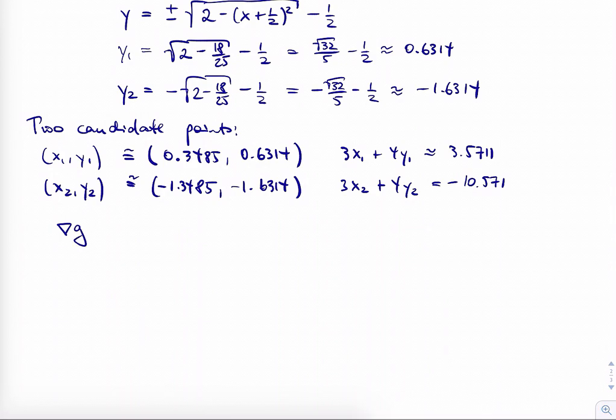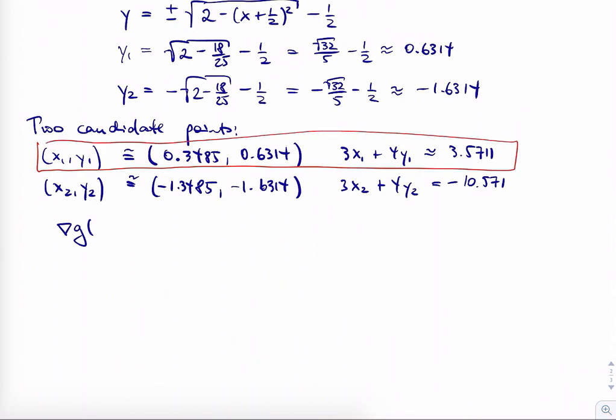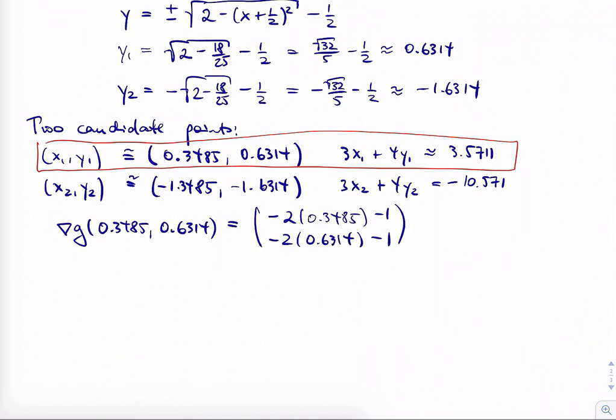The gradient of g in the maximal point that we found now, so let me indicate that this is the maximum. The gradient of g in this point, 0.3485, 0.6314, is given by minus 2x minus 1, right? So minus 2 times 0.3485 minus 1, minus 2 times 0.6314 minus 1. This is, of course, negative, and it should be equal to lambda times 1 over lambda times the gradient of f, so we can already see lambda must be negative.